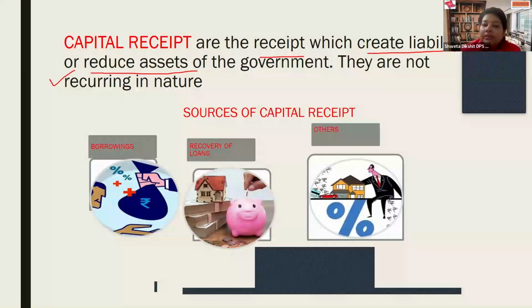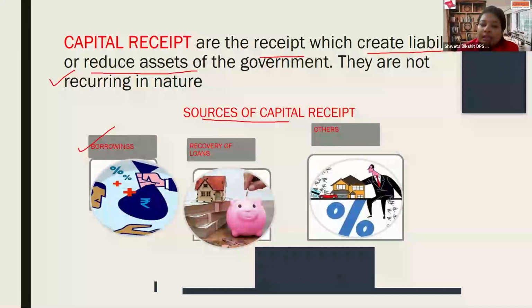Urgent in nature, this means whenever there is a lapse or loss in the budget, the government takes the shelter of capital receipt. Now, there are various sources of the capital receipt. The first, of course, is borrowings. See, first of all, the government tries to borrow the money. Now, where does the government borrow the money from?